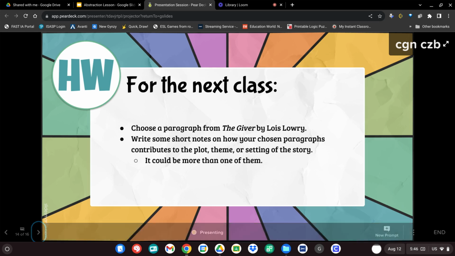Your homework for the next class is to choose a paragraph from The Giver by Lois Lowry, our book that we're reading in class right now. It should be a paragraph from one of the chapters we've already read. I want you to write some short notes on how your chosen paragraph contributes to the plot, theme, or setting of the story. Just like with that first paragraph, it could be more than one. It could contribute to all three. Maybe you picked a very important paragraph to the story.